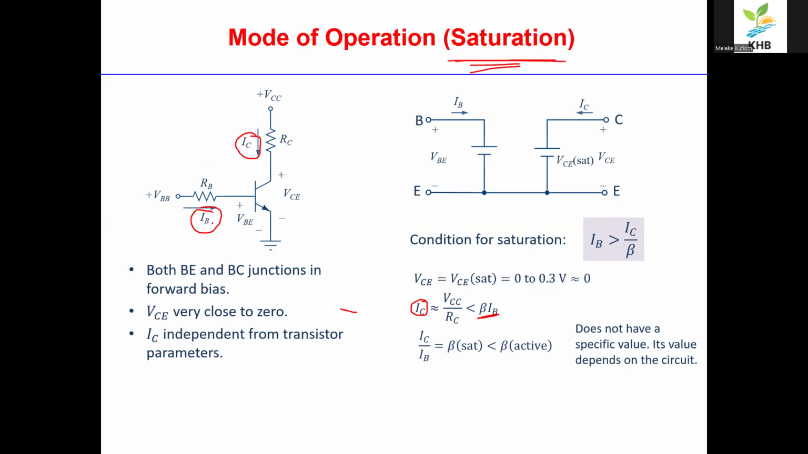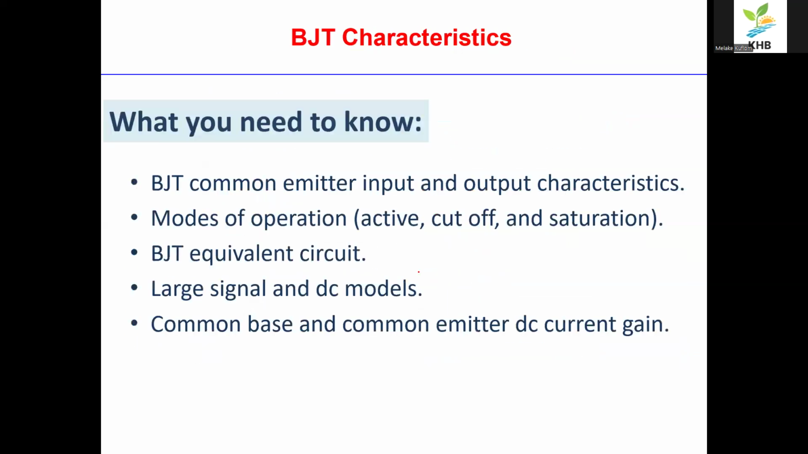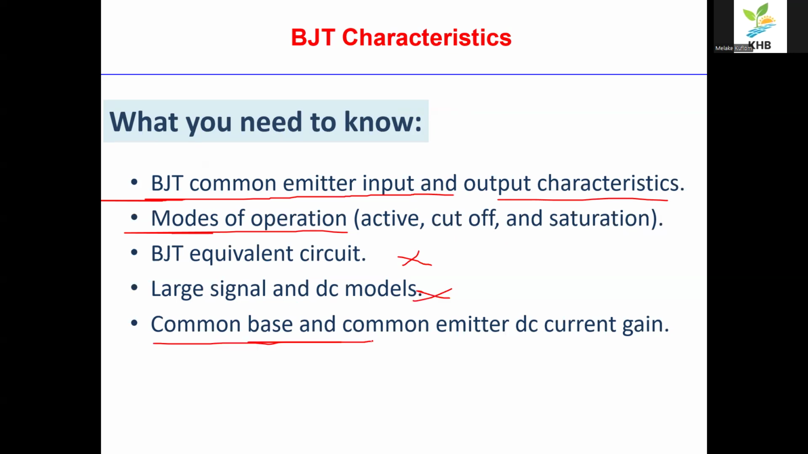The aim of this one is to have a small bias current and then have a large amount of collector current. So what do we need to know? Well, a BJT can have common emitter input and output characteristics. And we need to understand the modes of operation, which are active, cutoff, and saturation region. Of course, I'm not interested today in the equivalent circuit or signals. We also need to know common base and emitter DC current gain, but I'm not concerned today. So I'll focus today mainly on this region, or in here as well.